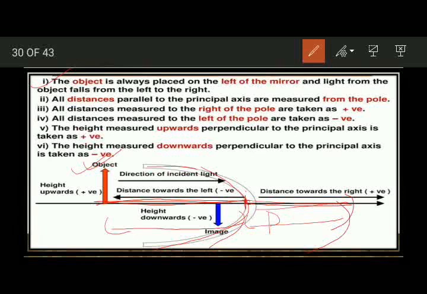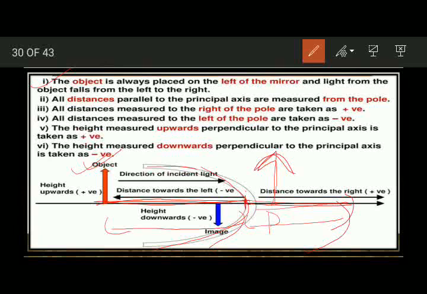Next, the height measured upwards. If the object or image is standing upright or erect, its height is measured upwards, that is towards the positive y-axis. So it is always taken as positive.